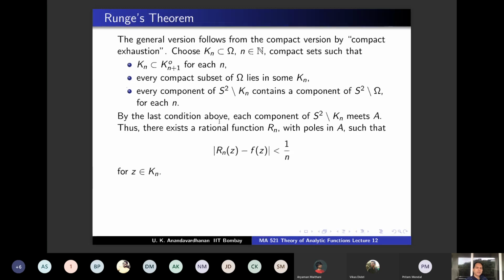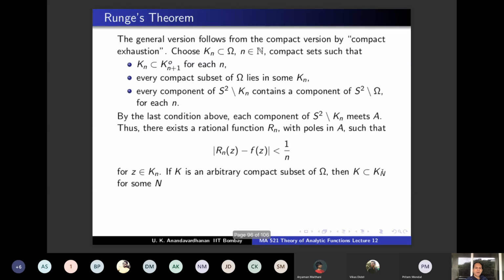So you can get a rational function, call it Rn, whose poles are only in A, such that |Rn(z) − f(z)| is less than epsilon, where epsilon is 1/n throughout Kn. This is the theorem that you have done. If K is an arbitrary compact set, by the second condition, that is contained in some Kn.